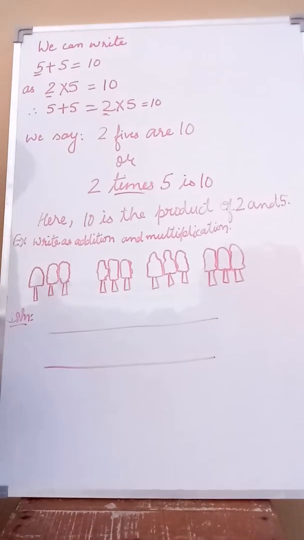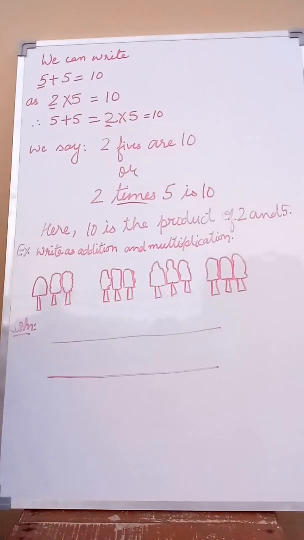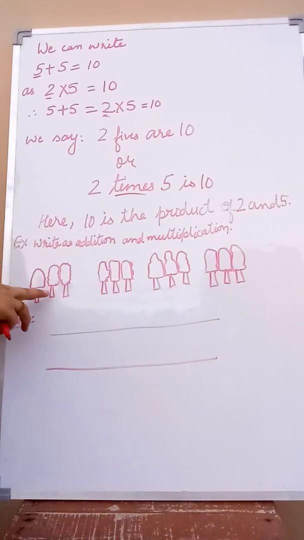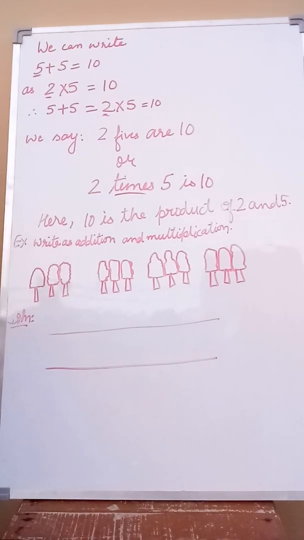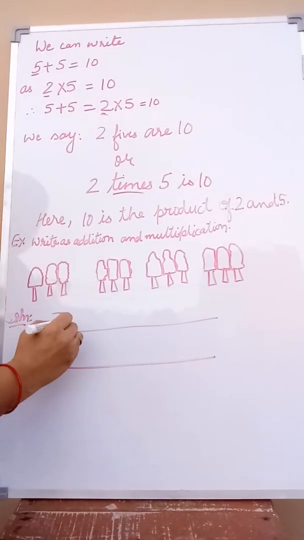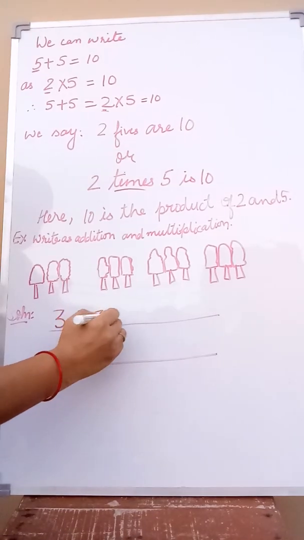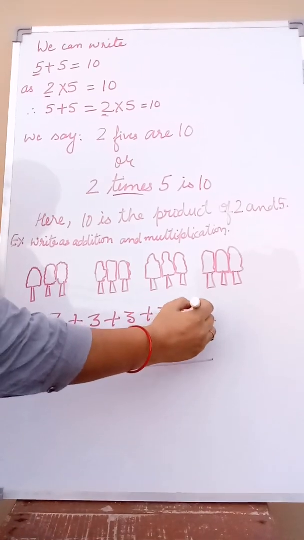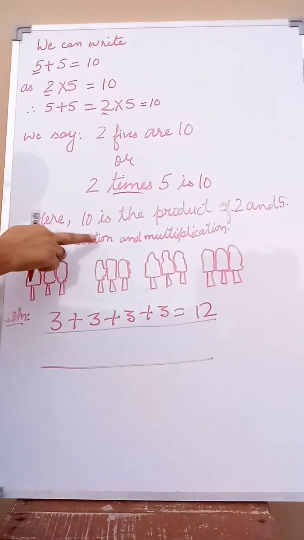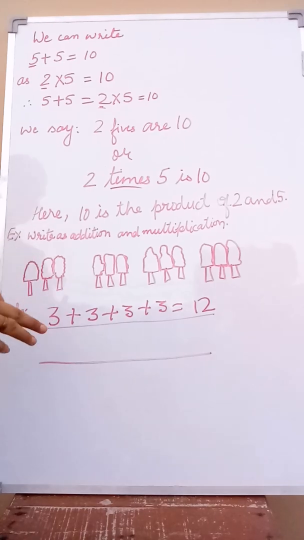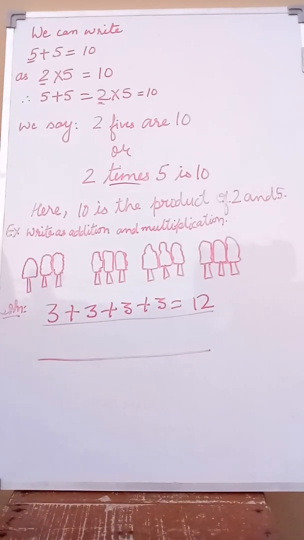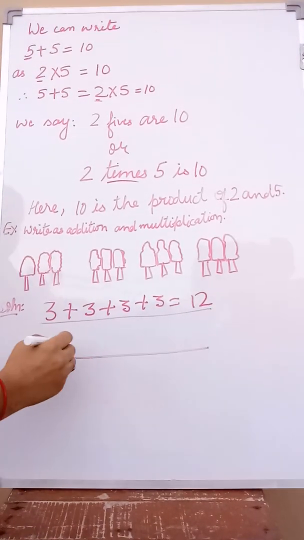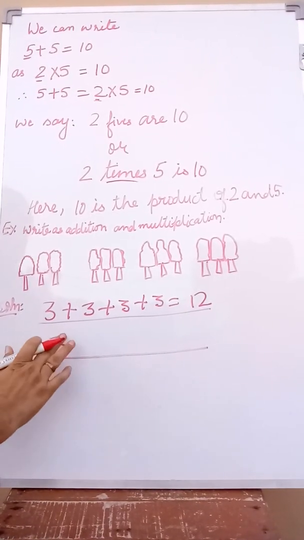So these are ice cream sticks. There are four groups. In the previous picture I had a group of 2, but here the group is of 3 ice cream sticks. So let's start writing 3 plus 3 plus 3 plus 3, and when we add, we know the sum is 12. This is the addition form. And how can you write this in the multiplication form? You have to convert it, and write the number of times it is repeated, which is 4 times.